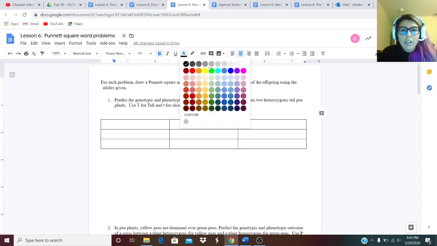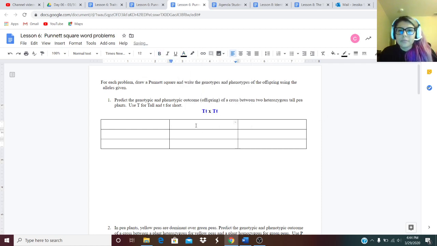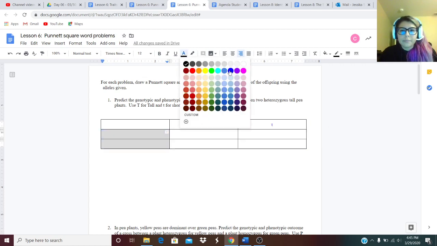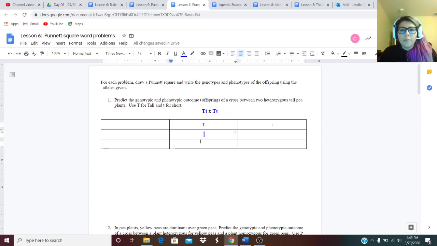Now, let's go ahead and plug this information into our table. I'm going to center this, and this one I'm going to right-align just so it looks a little neater. For parent 1, we have capital T and a little t. Again, we always want to make sure that our work is in a different color if we are doing this digitally. And parent 2 is the same, they are heterozygous.